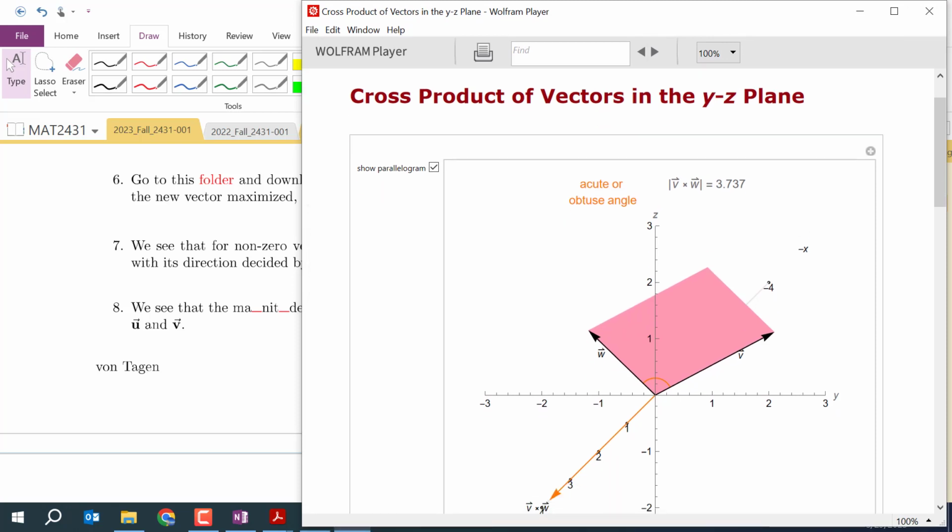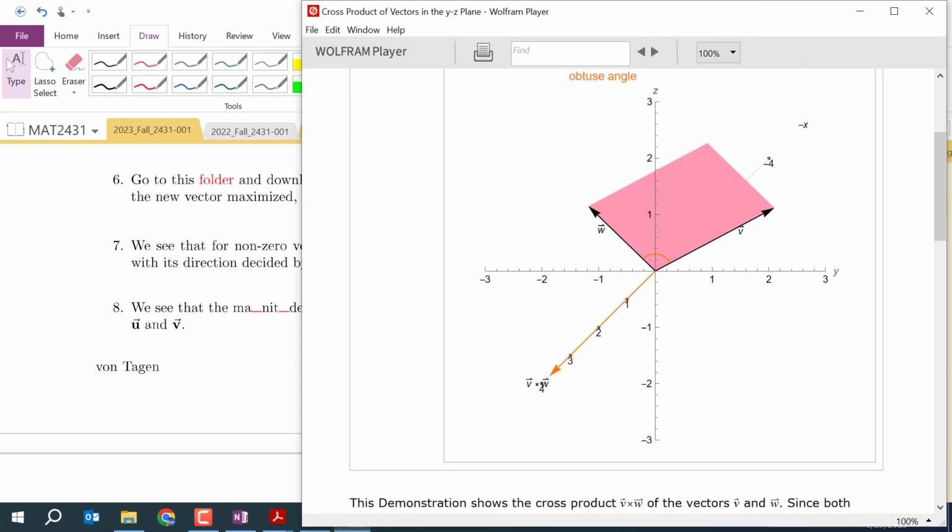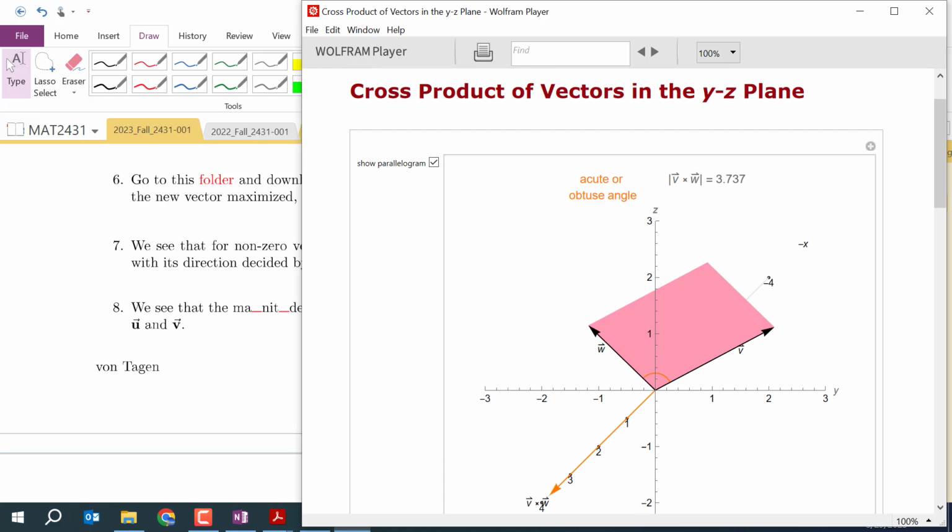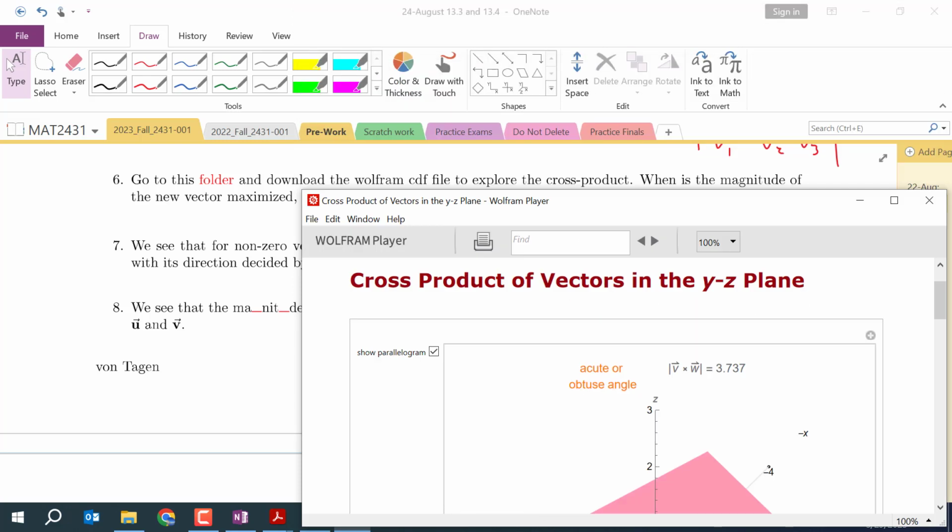Okay? But I want to show you this demonstration here, which gives us a really interesting way of thinking about the cross product.